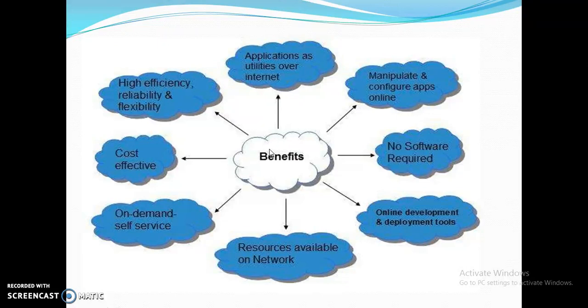So, in this PPT, we learned what is cloud, what is meant by cloud computing, what are the services provided by the cloud, what are the deployment models provided by the cloud, and also what are the benefits of the cloud. This is about the cloud computing introduction.